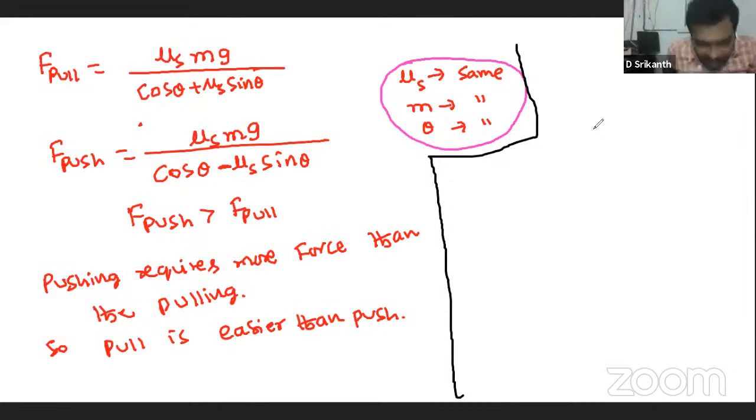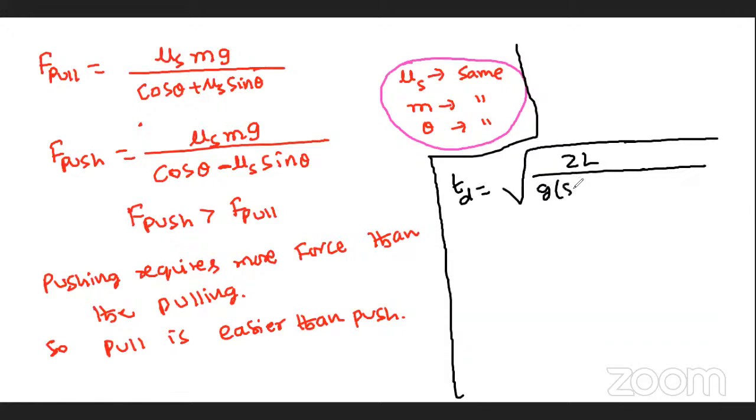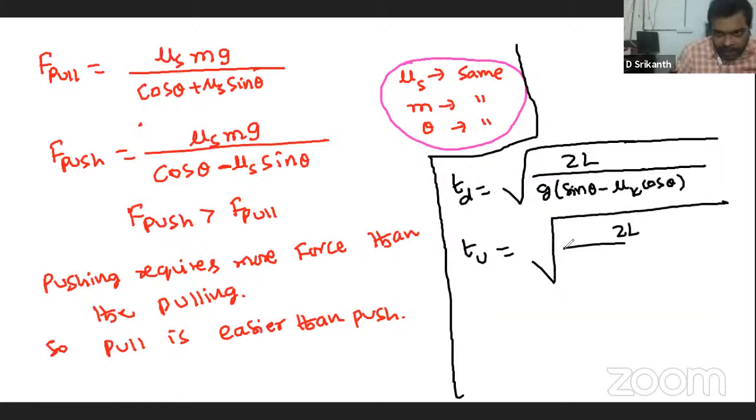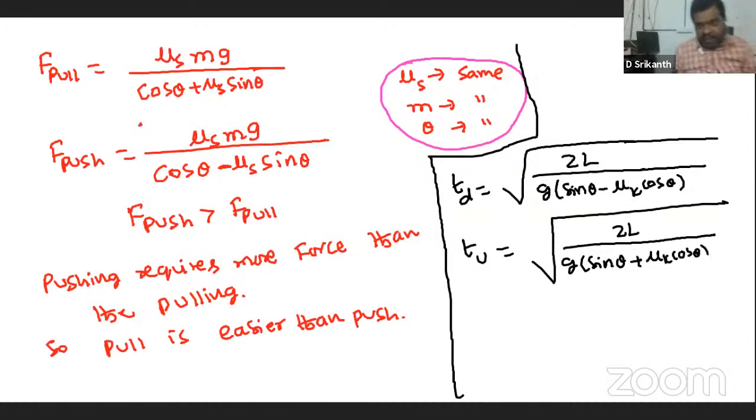Then we discussed sliding down and sliding up, right? For the time taken to slide down, we got the equation as 2L by... what equation we got? Under root 2L by g into sin theta minus mu k cos theta. And for sliding up, we got under root 2L by g into sin theta plus mu k cos theta.